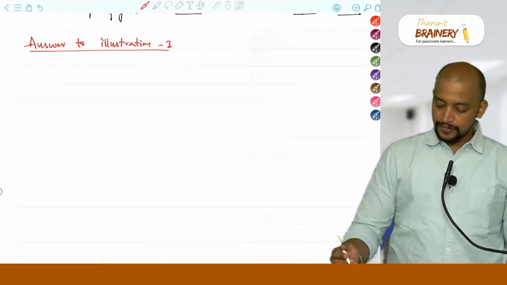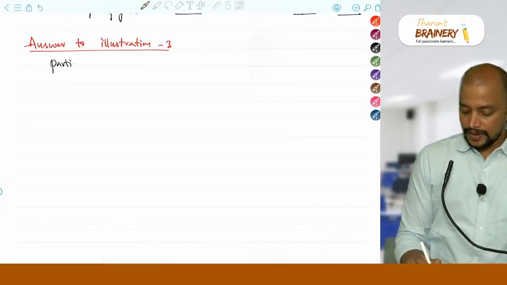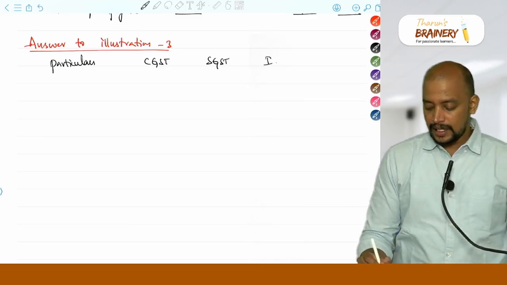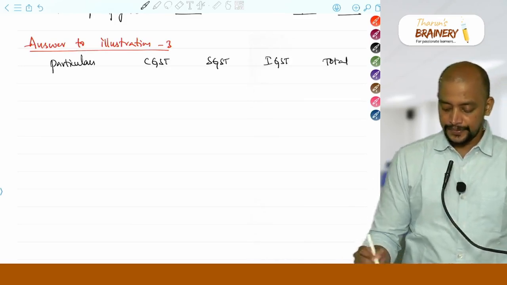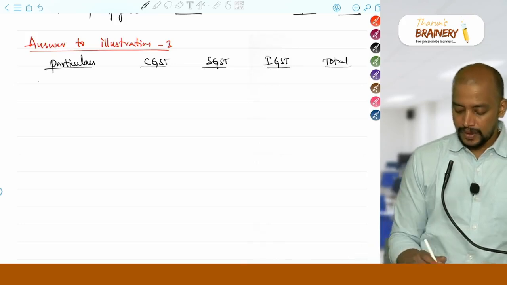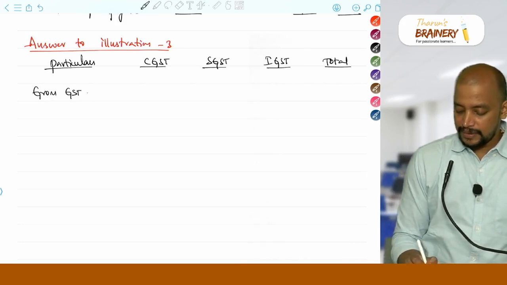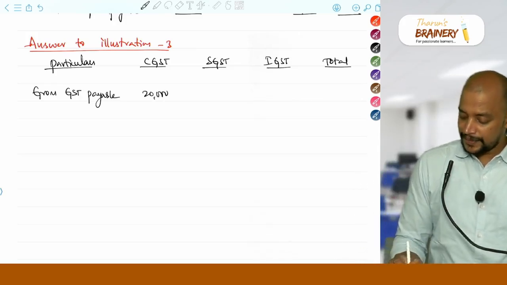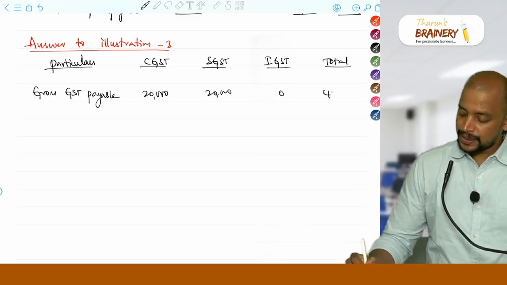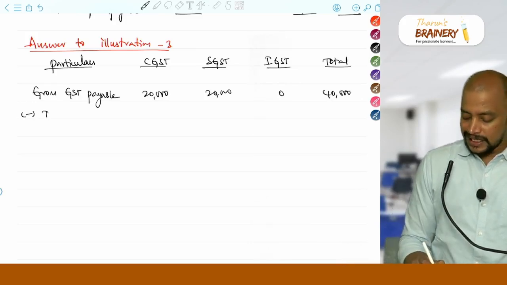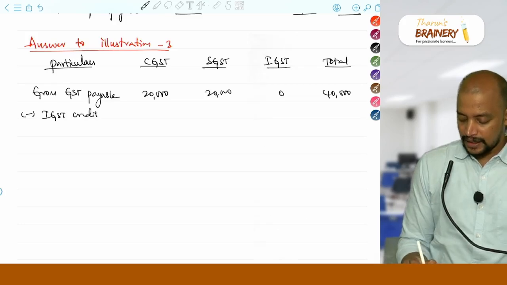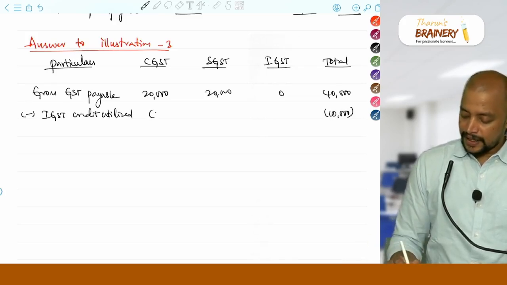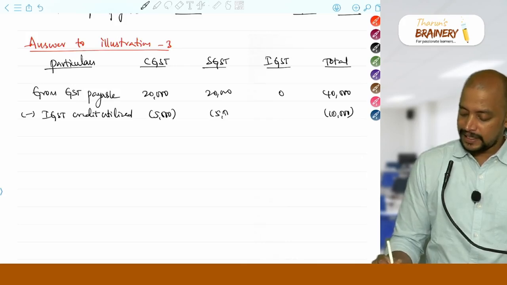So write down particulars: CGST, SGST, IGST, total, gross GST payable. So what is the gross GST payable there? CGST 20, SGST 20, IGST 0, so total 40, and we need to utilize IGST credit. IGST credit utilized 10,000. So I am using 5,000 for CGST and 5,000 for SGST.